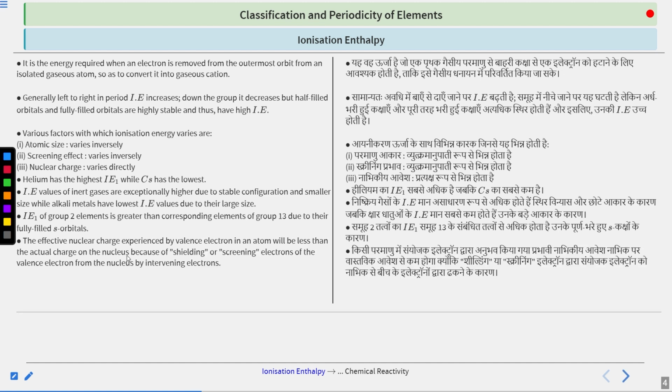Now, we have heard this term shielding or screening. The effective nuclear charge experienced by a valence electron in an atom will be less than the actual charge on the nucleus. Okay, see here, it means the experienced force will be less than the actual force due to the decrease of charge that is experienced by the electron, and it is due to the shielding or screening of the inner electrons, or the intervening electrons, we can say.